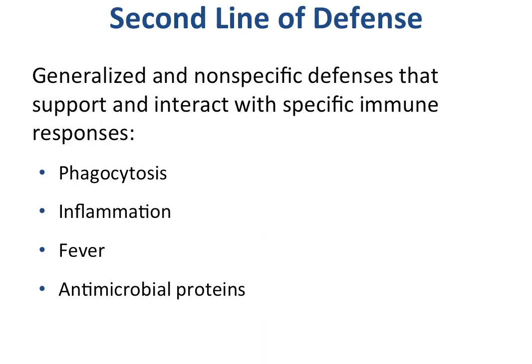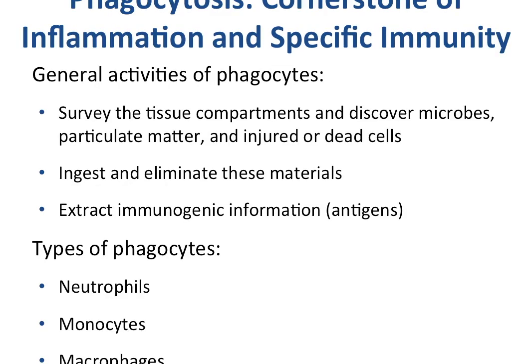So the second line of defense consists of phagocytosis, inflammation, fever, and antimicrobial proteins. This is general defense. It's not specific. For example, phagocytes can phagocytose all kinds of microorganisms, so they don't have a specific attack.